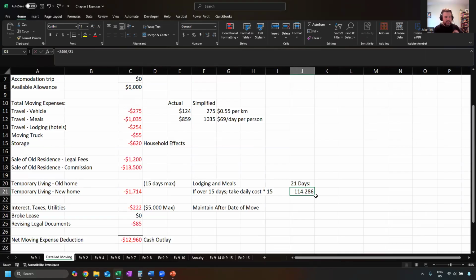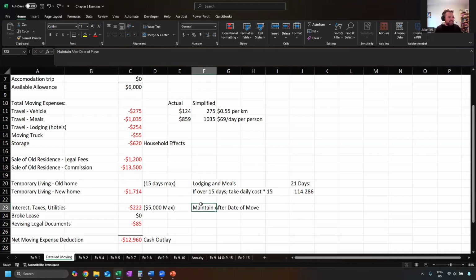So we paid on average about $114 per day. That gives us our daily rate, and we can multiply that by 15 to get our total. You would only need to do this if your stay was over the 15 days. If we stayed 7 days and our total was $700, just take that amount. But because we were over the 15, figure out your average daily rate and then use that to prorate to 15 days. Of the $2,400 we spent, we can deduct $1,714.